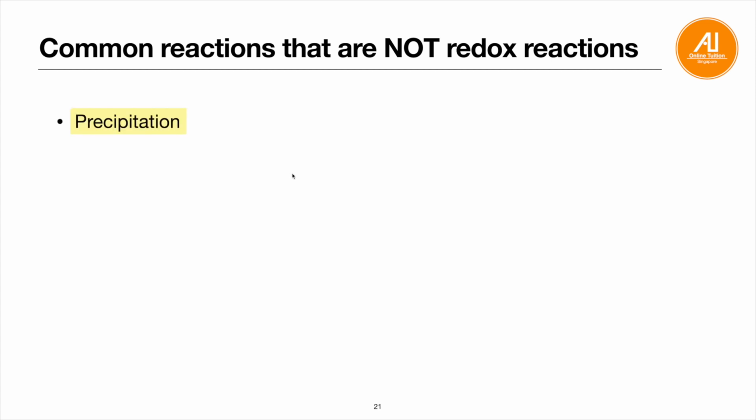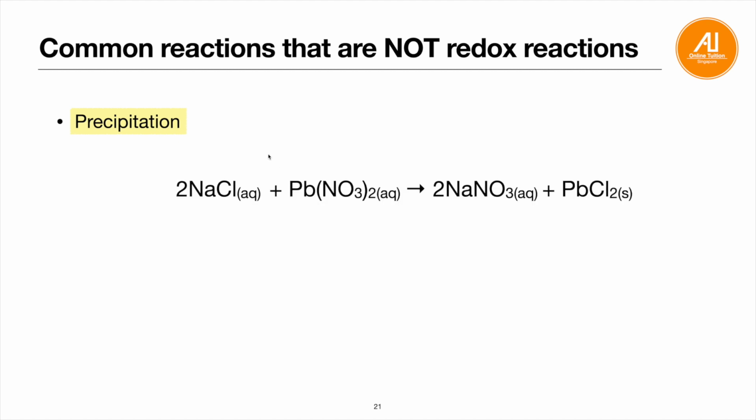Precipitation is also not a redox reaction. Let's look at a typical example: sodium chloride plus lead(II) nitrate gives you sodium nitrate and lead chloride. Here is the solid, the precipitate, an insoluble salt. Let's look at the oxidation number for each of them. Sodium chloride: chloride is -1, sodium is +1. In lead(II) nitrate there's a polyatomic ion inside, so it's a bit confusing. A smart way is what? To split them up into their individual ions.